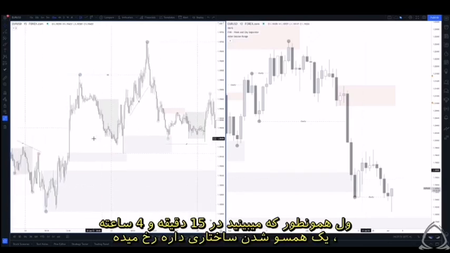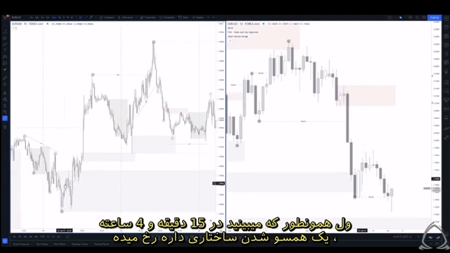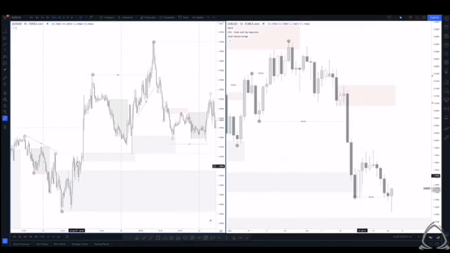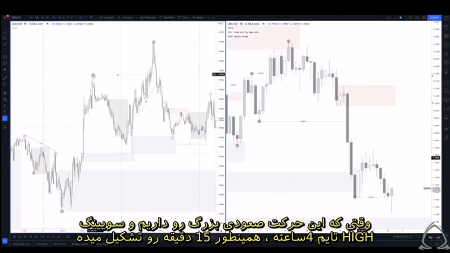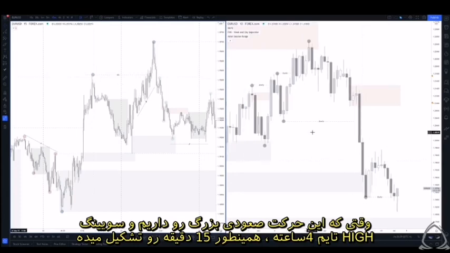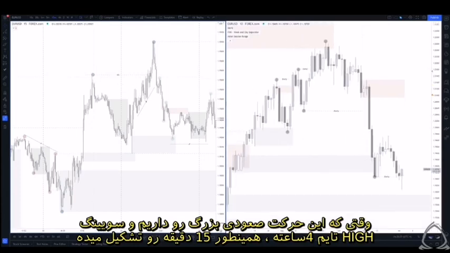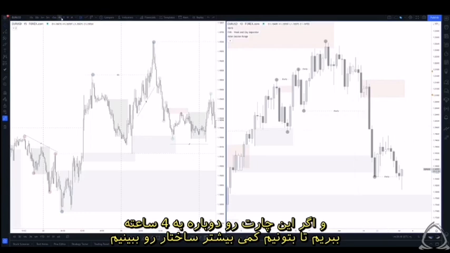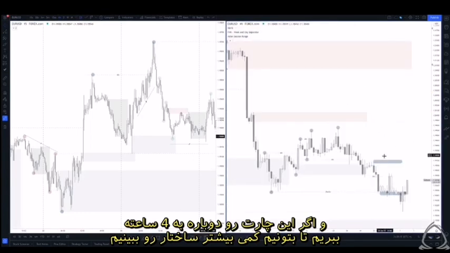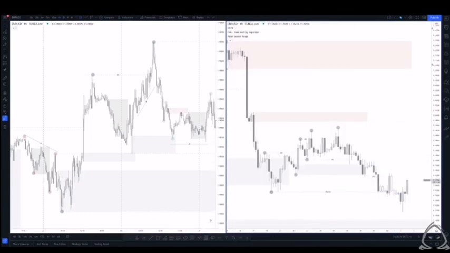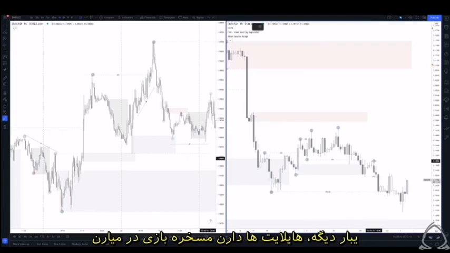But as we can see here with the 15-minute and the 4-hour, we start to get an alignment of market structure where we get this large expansion to the upside, and it creates the 4-hour swing high as well as the 15-minute swing high. And we'll just switch this chart back to the 4-hour again, just so we can see a little bit more structure. Once again, the highlighter's being funny with me.